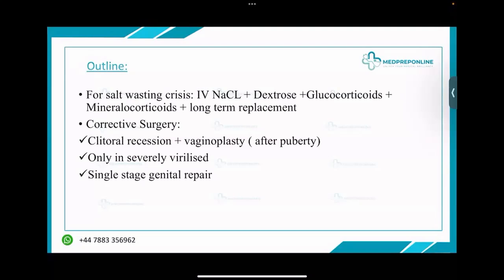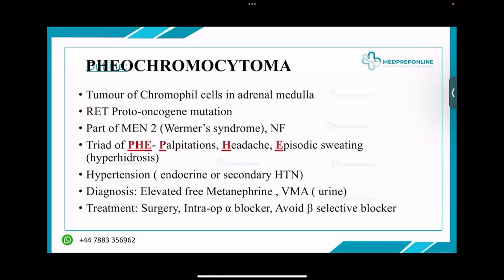We have to make sure these are single stage repairs, as we're operating on a newborn or a baby. So it has to be a single stage genital repair. It has to be done by experienced surgeons.